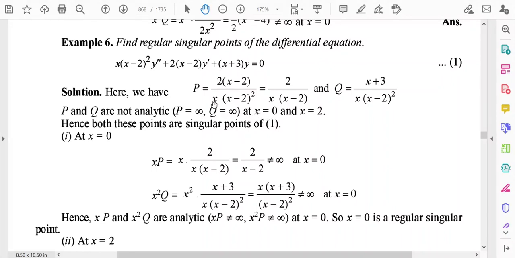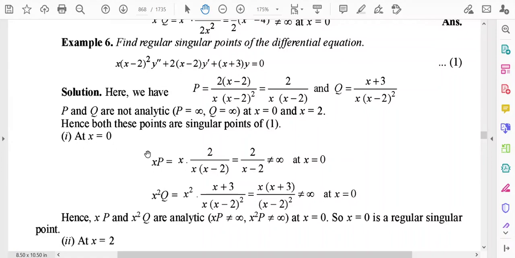It is clearly seen. You see that in the denominator there is x. So if we put x is equal to 0, then p will become infinite, and not only 0, but again if you put x is equal to 2, then again p will be infinite. So x is equal to 0 or x is equal to 2, they are not ordinary points, rather they are singular points. Now you have to check whether they are regular singular point or irregular singular point. Then you have to calculate those factors such as x into p and x minus 0 whole square into q.